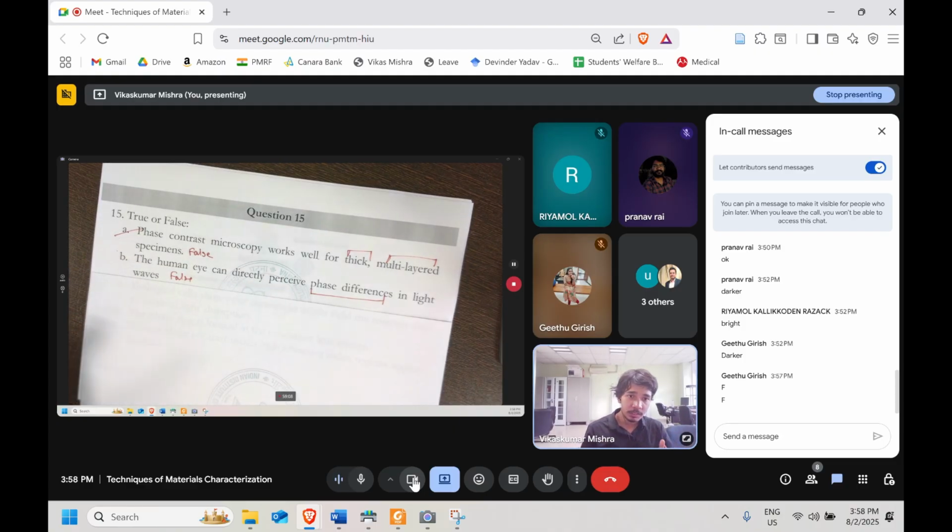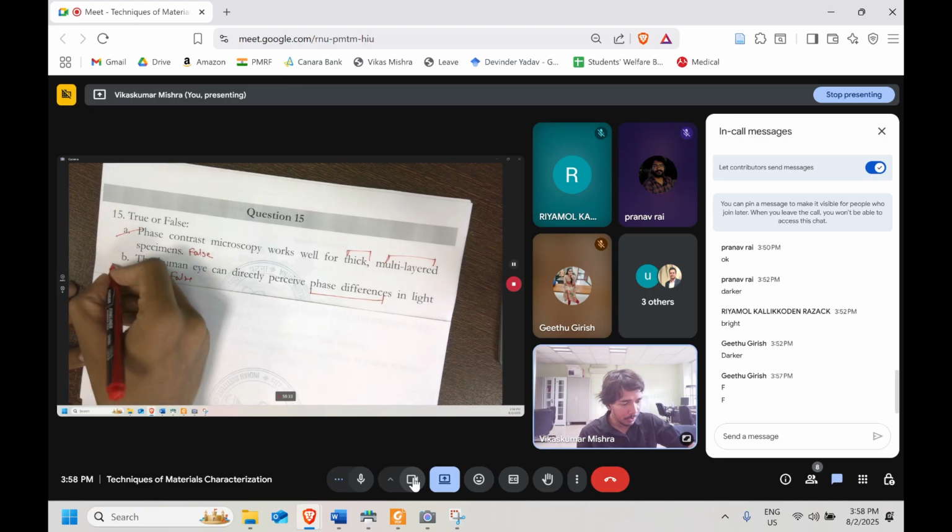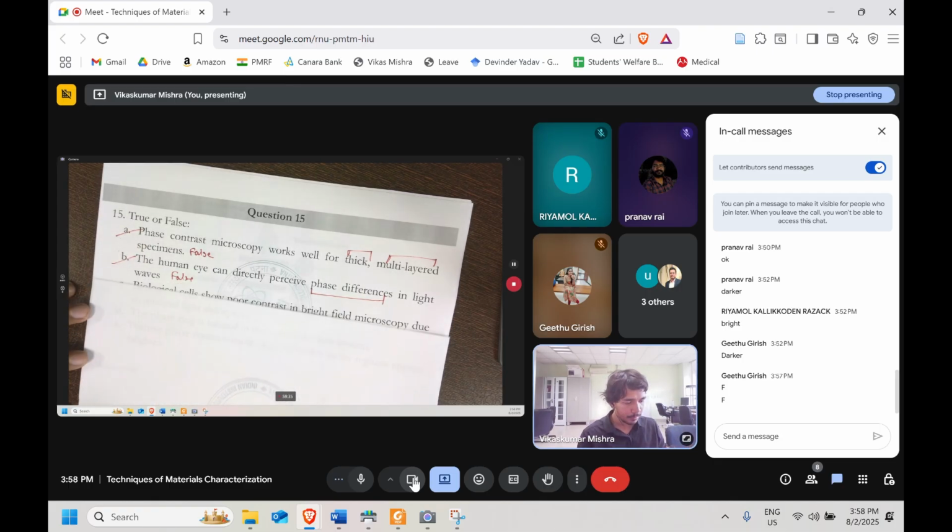Whatever phase difference is there, the beautiful phenomenon of interference will take part. Now it will generate the brighter and darker spots. The interference phenomenon is there, and that is something we can detect. We can detect the contrast in the specimen, the contrast in the image, not directly the phase difference. Okay, so the answer is false.